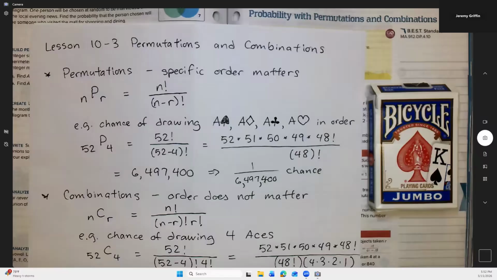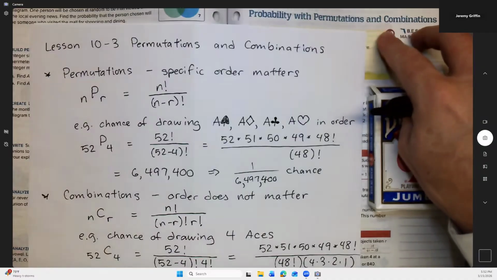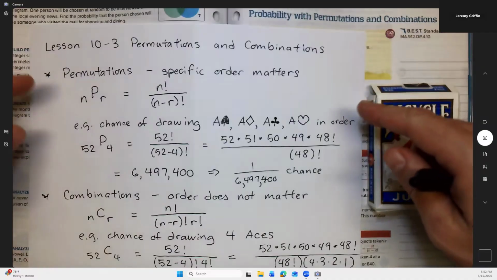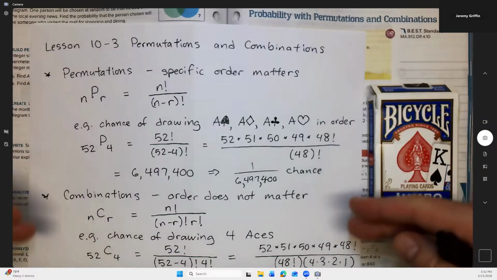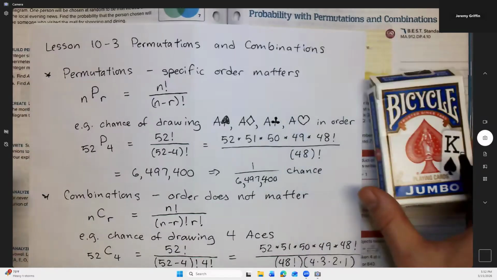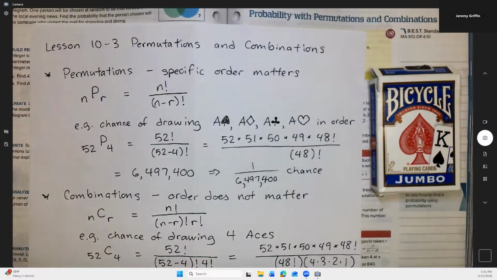Lesson 10.3, probability with permutations and combinations. Now this looks familiar. I think I've done at least one of these with you guys earlier in the year. Right, so I'm going to do a couple of examples up front that involve a standard deck of 52 cards, and then we'll go into all the book examples.